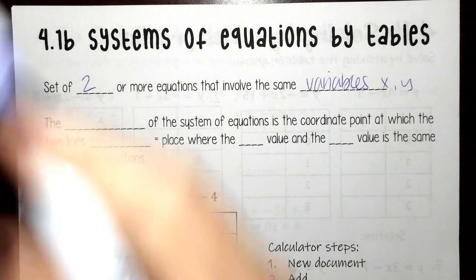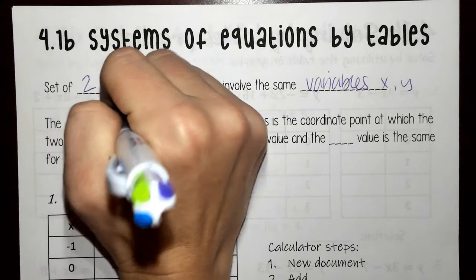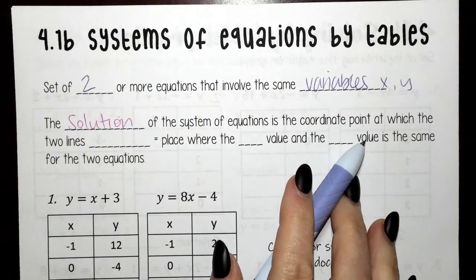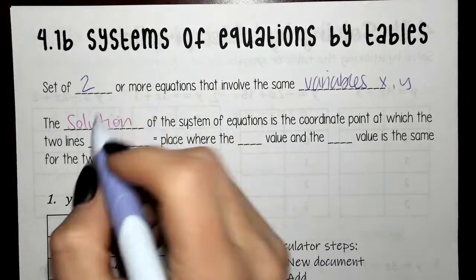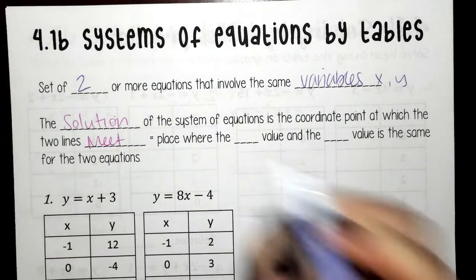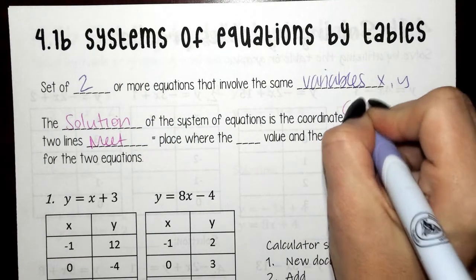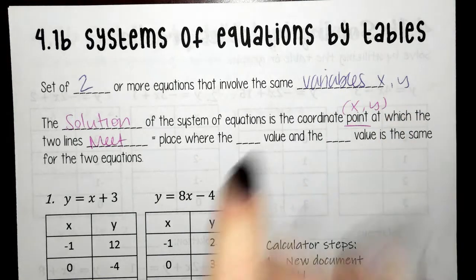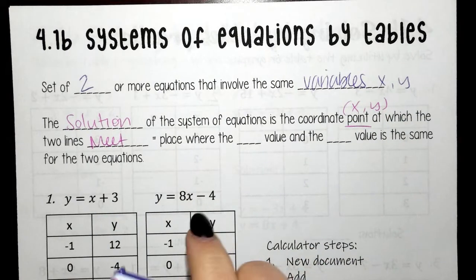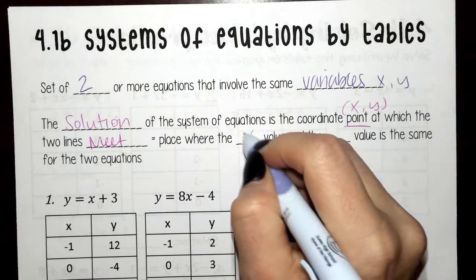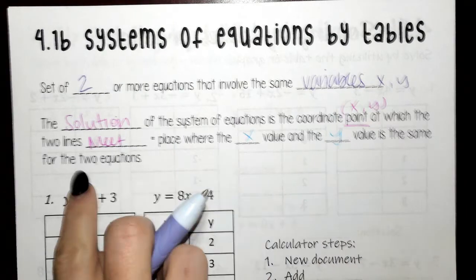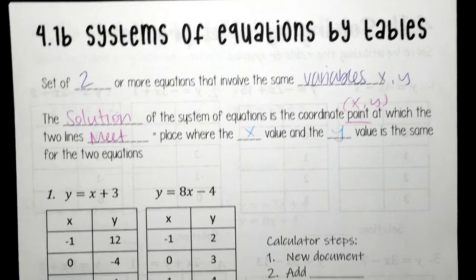And the solution of the system of equations is the coordinate point at which the two lines meet. Coordinate point, it's an x and a y. So that means that it is the place where the x value and the y value for both of the equations are the same. So one way we can solve these is by tables.